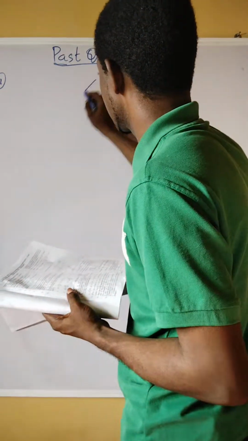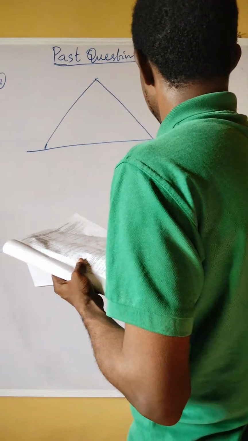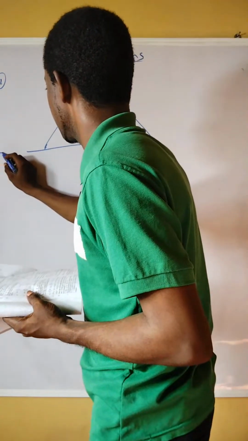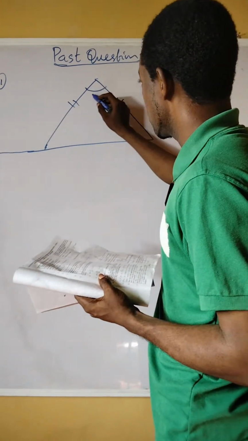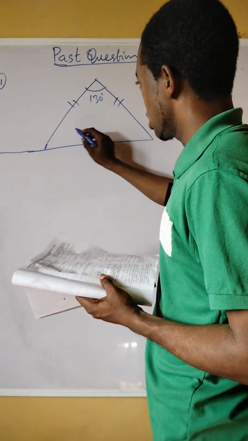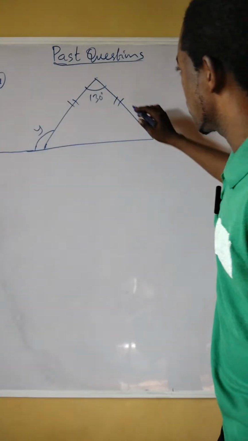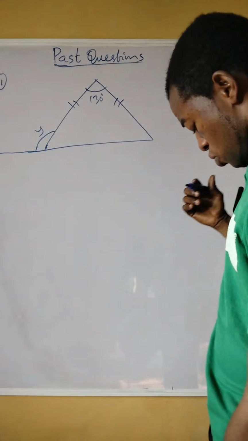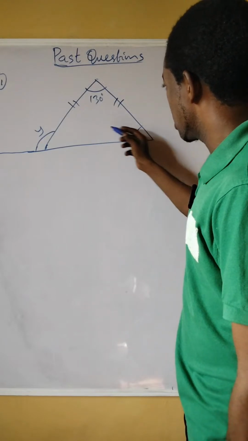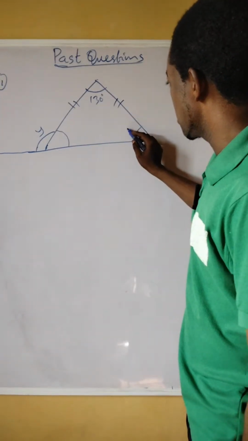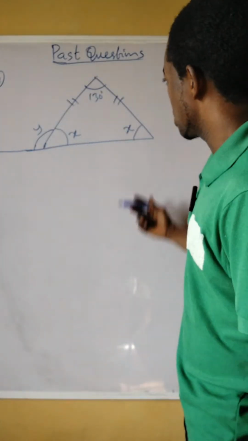So given this triangle, here this side is extended and we have this side equal, and this angle is 130 degrees, and the question says we should find this angle labeled as y. Now whenever we have this type of triangle with two sides equal, this triangle is an isosceles triangle. It makes the base angles here to also be equal. So let's label this as x, then this also will be x. These are base angles which are equal.